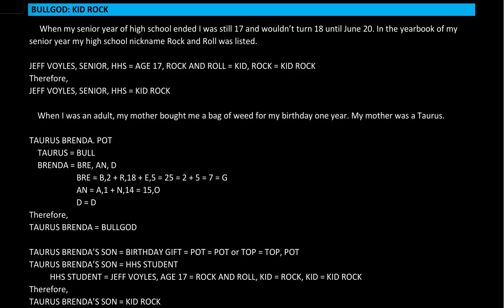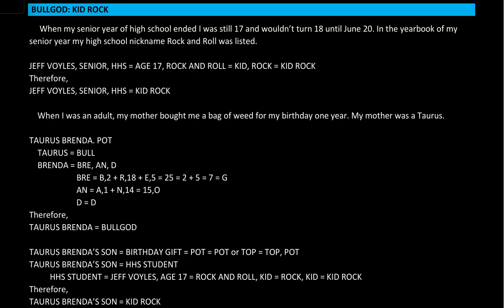All right, Bull God, Kid Rock. When I was a senior in high school, or the school year ended, I was still 17. I didn't turn 18 until June 20th. So in the yearbook of my senior year, my high school nickname was listed. That nickname is Rock and Roll. It can be found in the 1982 Harriman High School yearbook, which is listed on classmates.com. All right, so Jeff Boyle, senior, Harriman High School, age 17, rock and roll.